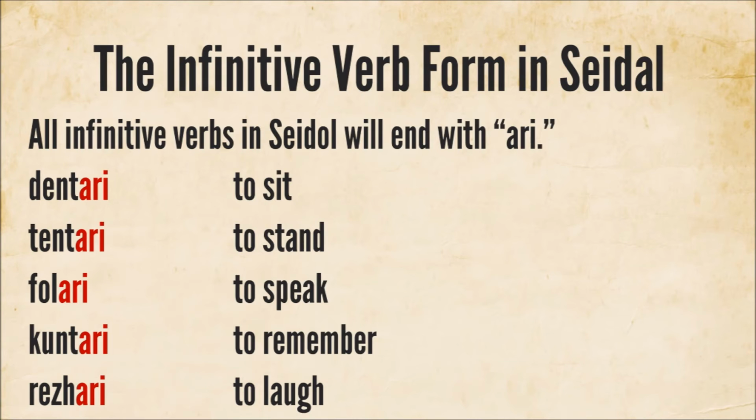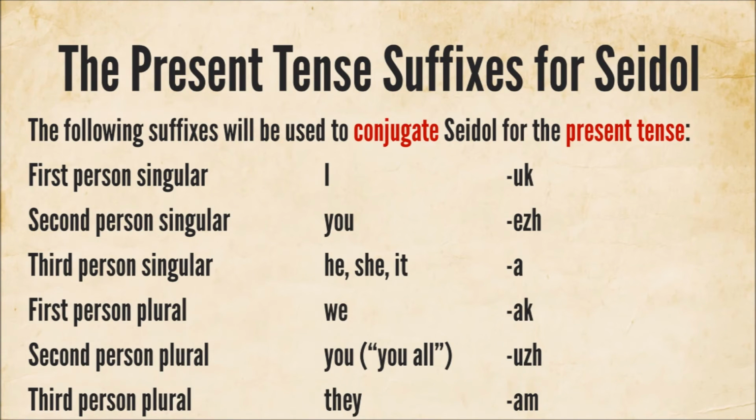So we have a couple of examples here. Dentari is to sit, tentari is to stand, folari is to speak, kunturi is to remember, and rejari is to laugh. Now to conjugate these for the present tense, we only have to drop the ari part of the infinitive and add the correct suffix. So for I, we add uk. For you, singular, we add ej. For he, she, or it, we add a. For we, add ak. For you, plural, or you all, we add uj. And for they, we add am.